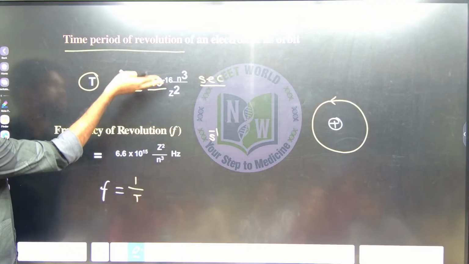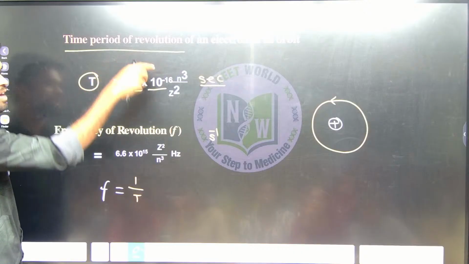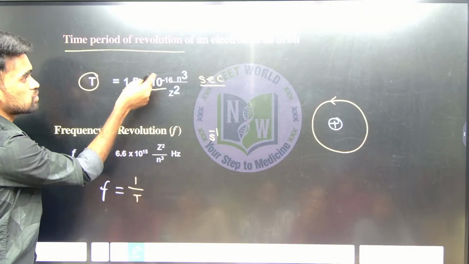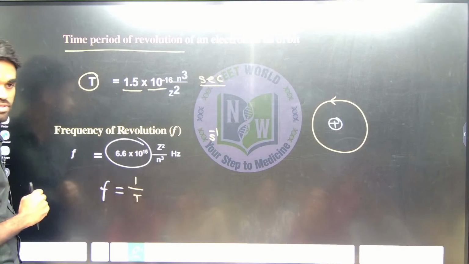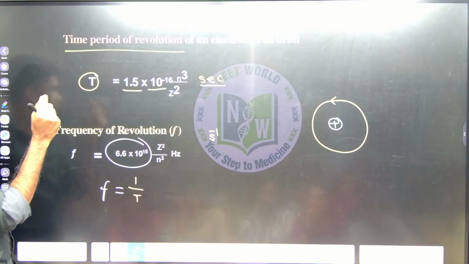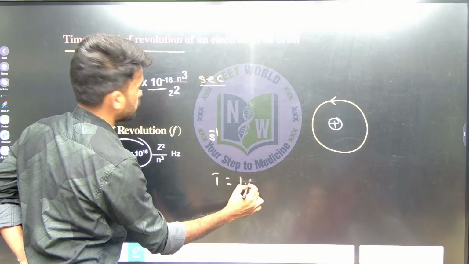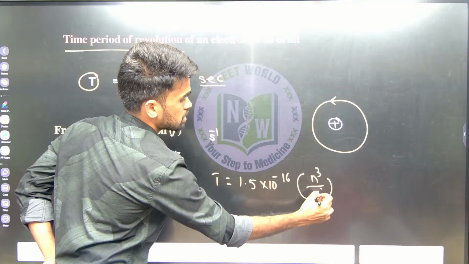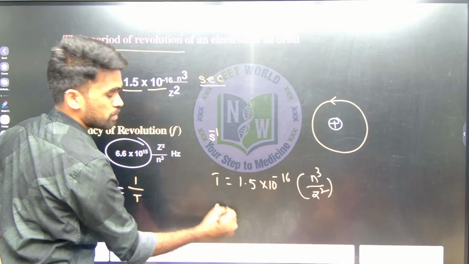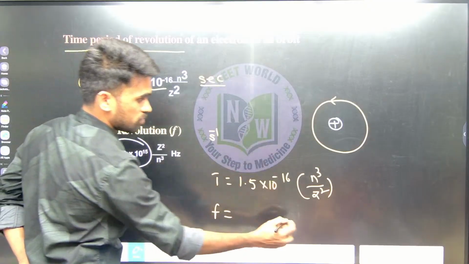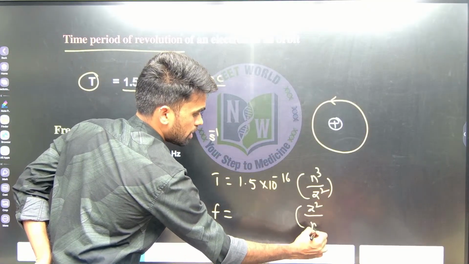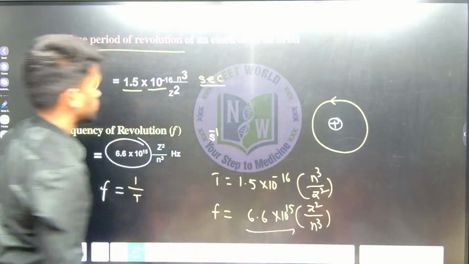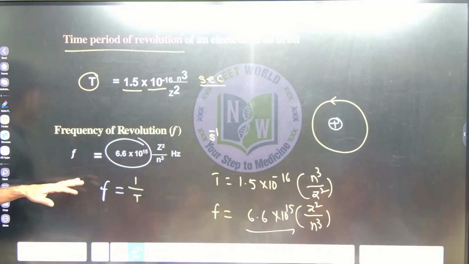1 by T means if you do the reciprocal of this, it will become z square by n cube. So this formula, upon reciprocal, will turn into this one. So what are the values we have? Time is equals to 1.5 into 10 power minus 16 n cube by z square. If I ask for frequency, the reciprocal of this becomes z square by n cube, and this will be 10 power 15, here 6.6. These are the two formulas, make a note.